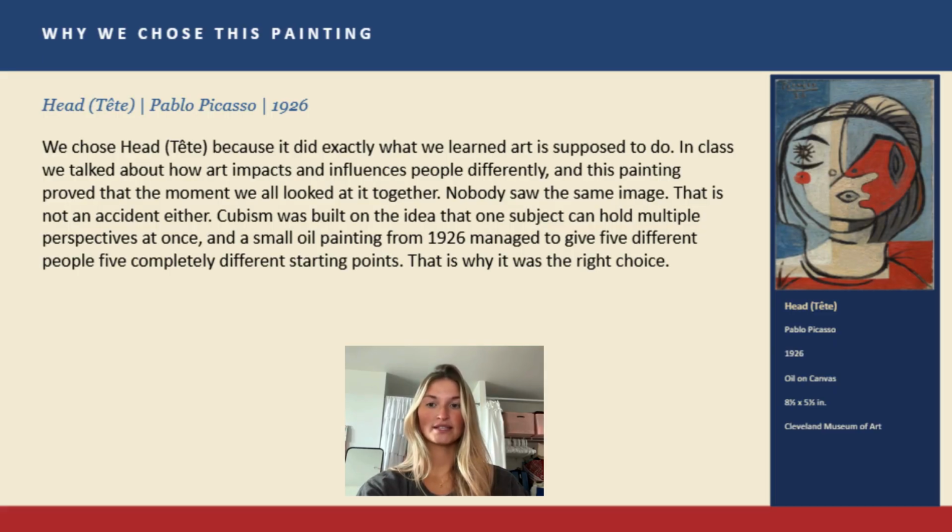We chose Head because it did exactly what we learned art is supposed to do. In class, we talk about how art impacts and influences people differently, and this painting provided that moment when we all looked at it together. Nobody saw the same image. That's not by accident either.